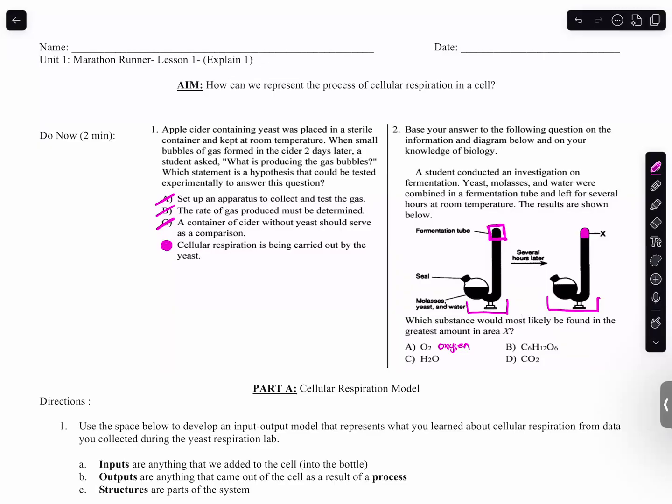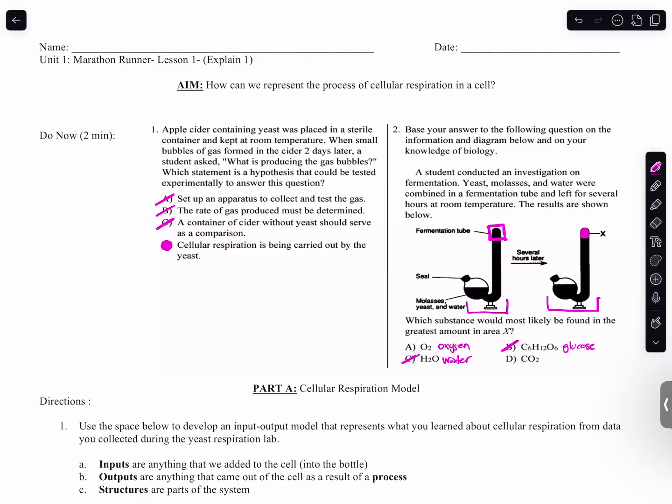B is C6H12O6. This is the formula for glucose, that simple sugar that our cells absolutely love, and that's used as a reactant during cellular respiration. So I can cross that out because sugar is not a gas. Obviously, it's a nutrient, a solid that our cells use. C is H2O, which by now we should know is water. And in this case, the water inside of the fermentation tube is in liquid form and not gaseous form, so I can cross that out.